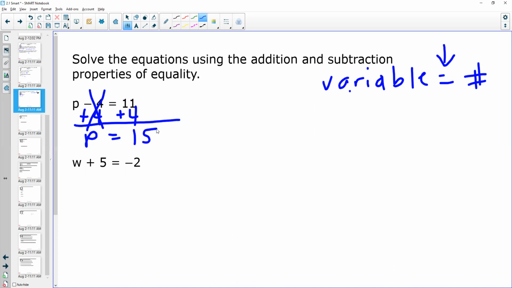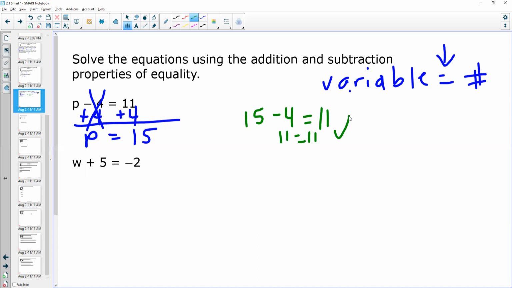Now here's the joy of algebra. The joy of algebra is that if you're ever unsure if your answer is correct, you can always check it. So you can go back in and say 15 minus 4 equals 11. Well, yeah, that works. And you should check, right? If you're ever unsure, you can check. So you just replace the variable with the answer you got.